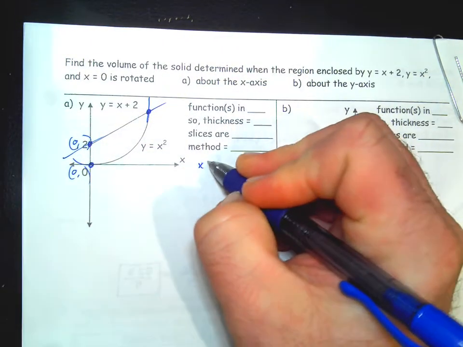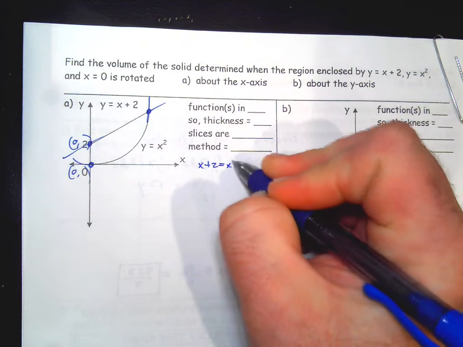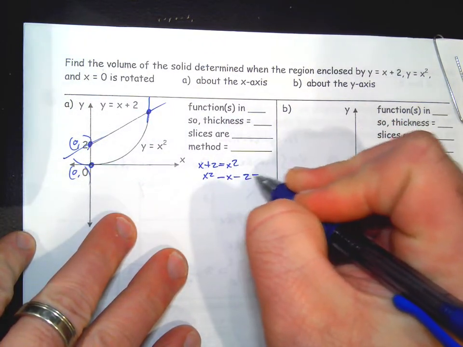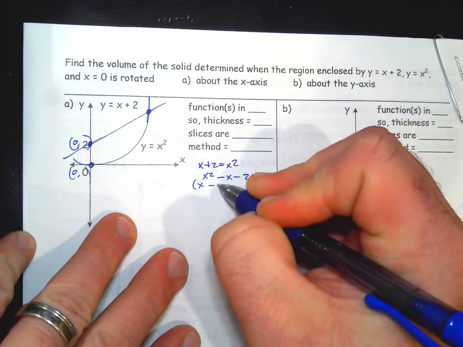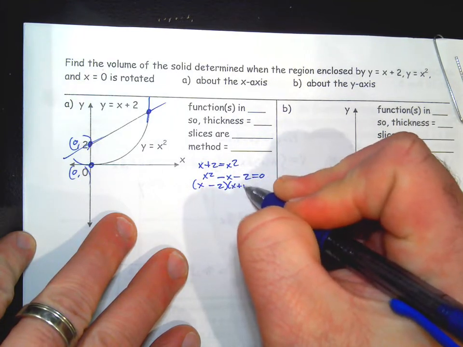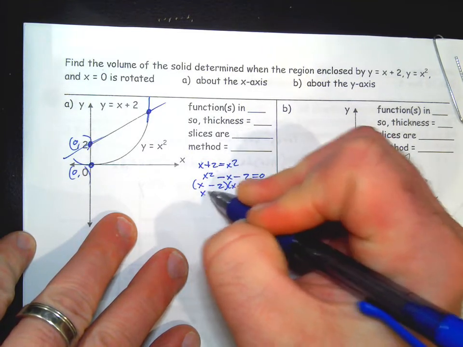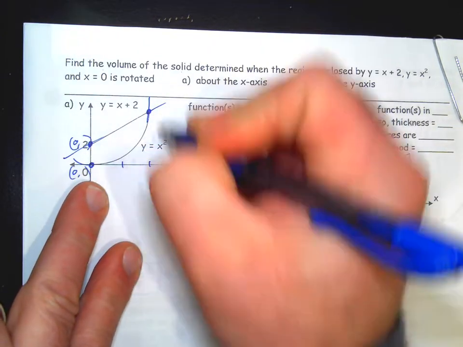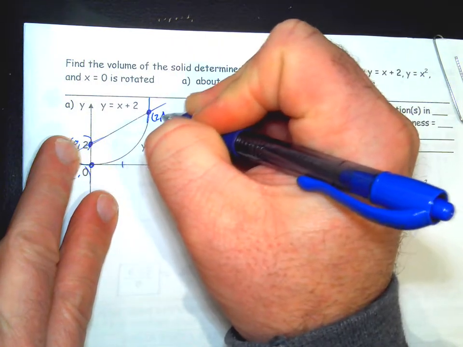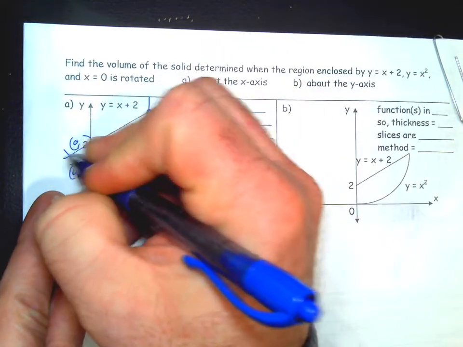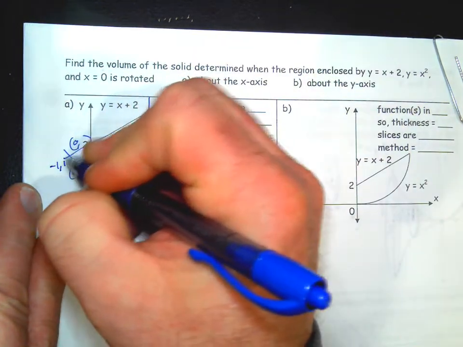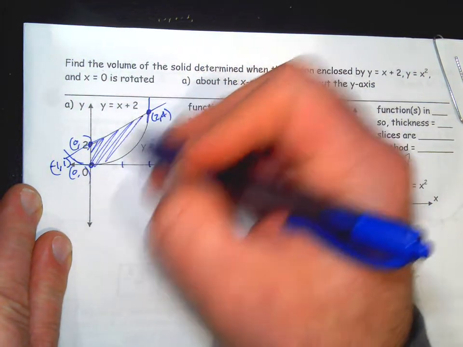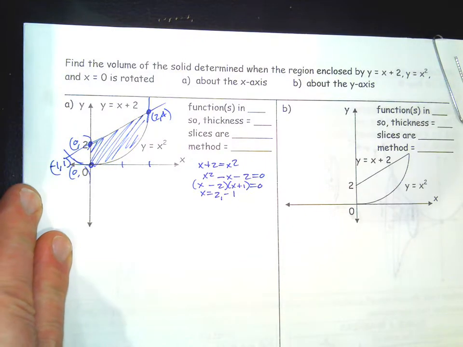So we could set the two equations equal to each other. Move everything to one side, equals 0. Factor it. And so then we get x equals 2 and negative 1. So this must be the point (2, 4). Both of them get the same time. The other one's over here. This is negative 1. We don't really care about that one because we're just focused on this piece right here.